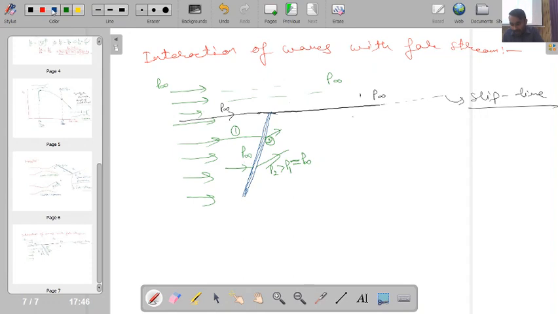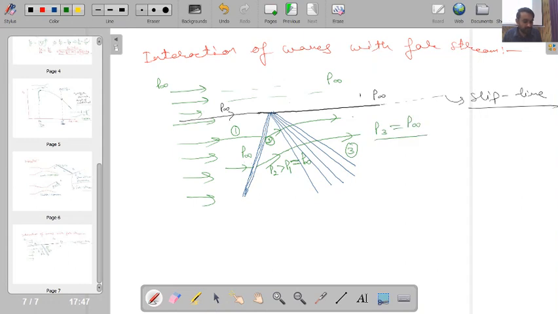Okay. So it means that here I will find a number of expansion waves. So this will be my expansion fan, and this expansion fan will decrease the pressure and it will make the streamlines parallel to the slip line. So after these expansion fans, say this is my condition 3, here P3 will be equal to P infinity. Is this point clear? So now you see the difference.